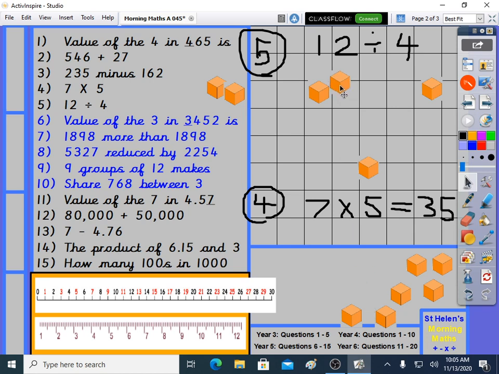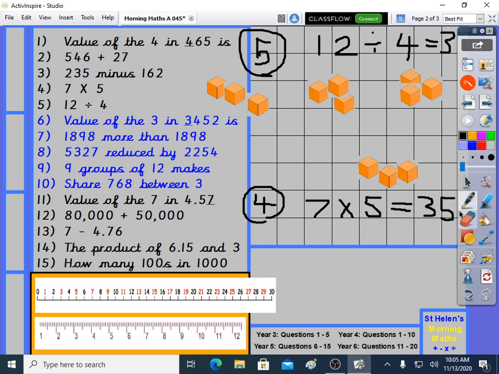So I keep dividing, sharing the cubes equally, as we do every day. Looks like we're going to get 3 in every group, because the answer is 3. 12 divided by 4 equals 3. And then we can move on to the year 4 level work.